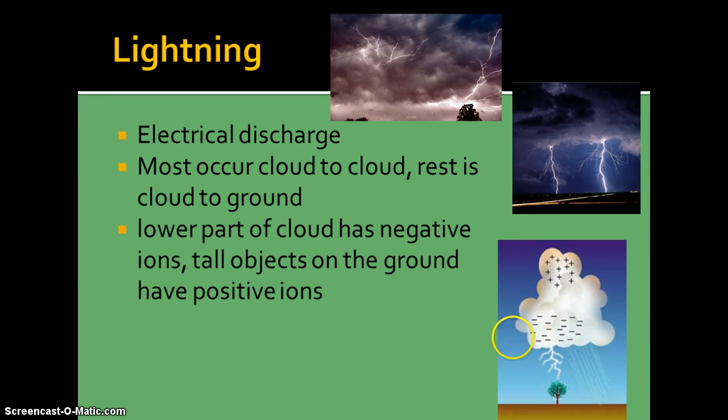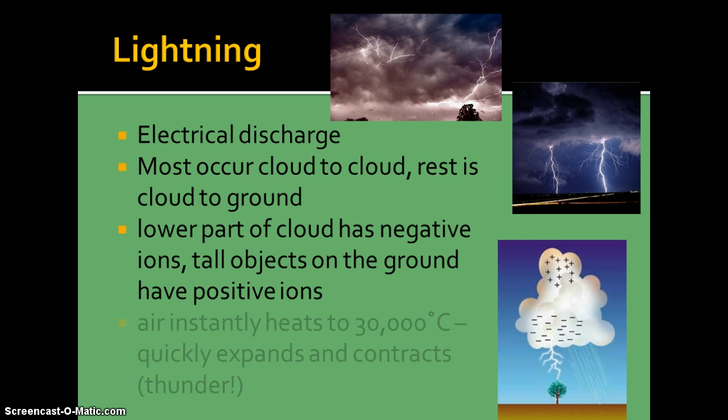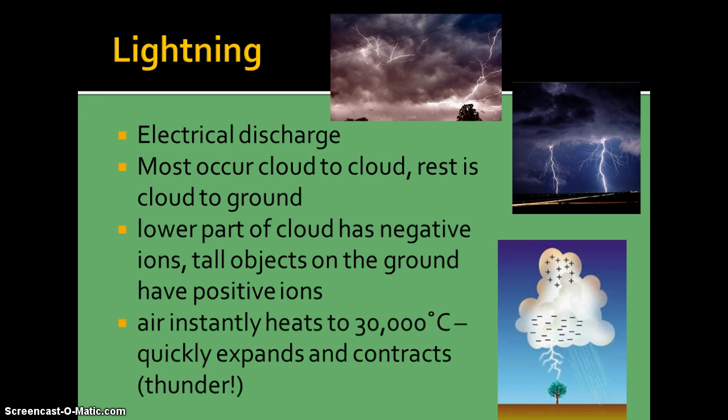If we have lightning within a cloud, you have your electrons at the bottom that are attracted to your positive ions at the top, or in a neighboring cloud, and those electrons are going to jump from one to the other. When this happens, the air instantly heats up to about 30,000 degrees Celsius. When air heats up, it expands. And then the split second after the lightning occurs, the temperatures cool down again and that air contracts. It's the sound that the contracting air makes that we hear as thunder.